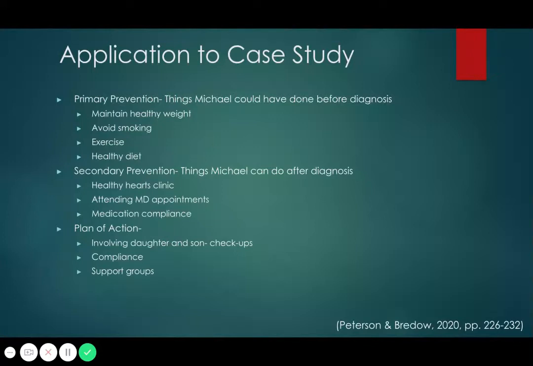Some things that Michael could do since he's been diagnosed. So these are some secondary preventions. He could go to his Healthy Heart Clinic, which is a clinic that the hospital offers, and they can monitor the shortness of breath or swelling in legs, so they could increase the patient's diuretics, provide TED hose, provide scales, just things like that to keep the patient out of the hospital.